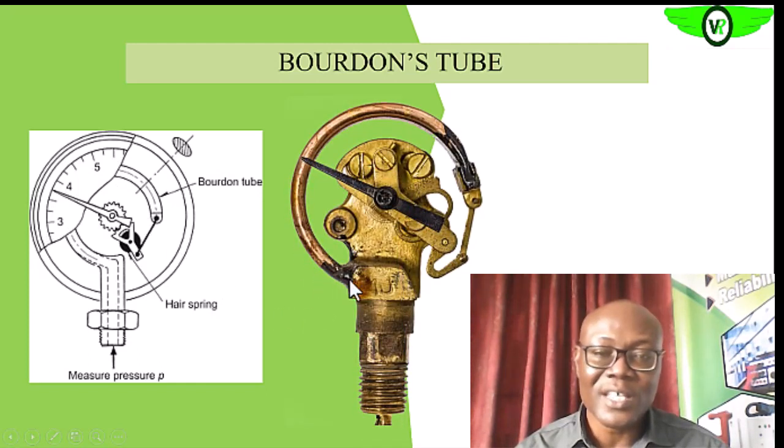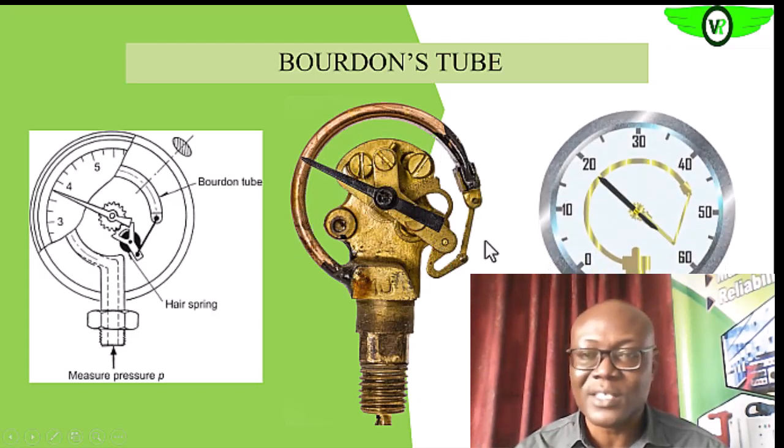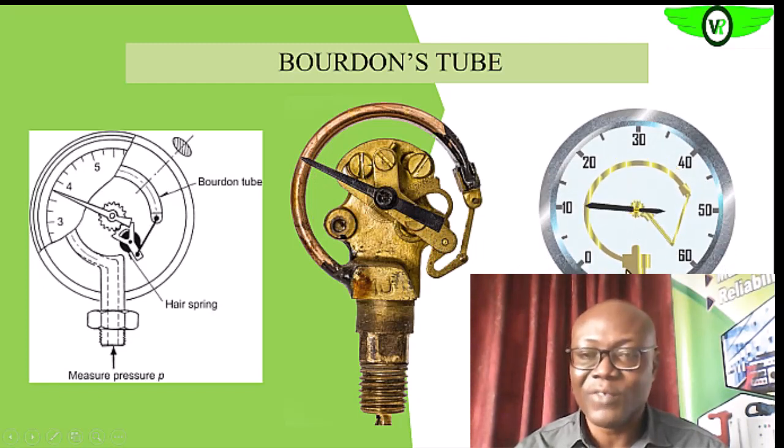So this is how it looks physically, the Bourdon tube. This is the opening that is connected to the process, this part of it. As the pressure increases, this Bourdon tube will stretch. As it stretches, this spindle will be moved. And remember, we have the scale here, as you can see on the far right of your screen.